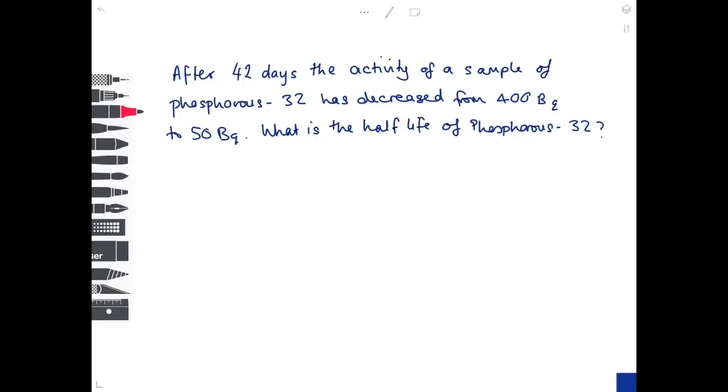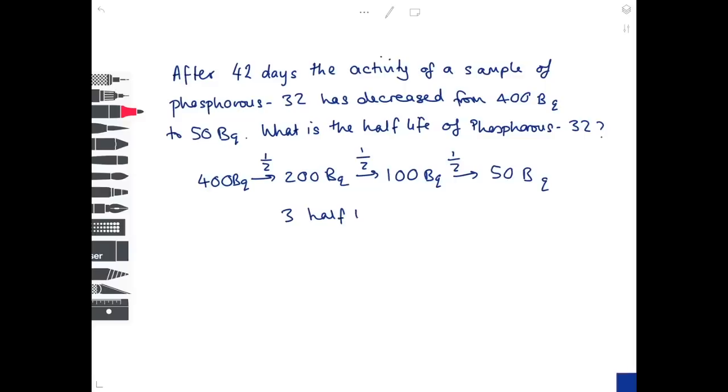So, after 42 days, the activity of a sample of phosphorus-32 has decreased from 400 becquerels to 50 becquerels. What is the half-life of phosphorus-32? So we've gone from having an activity of 400 becquerels to 50, so we need to work out how many half-lives took place. So there's the first one, which would have taken us down to 200 becquerels. The second one would have taken us down to 100 becquerels. And then the third one would have taken us to 50 becquerels.